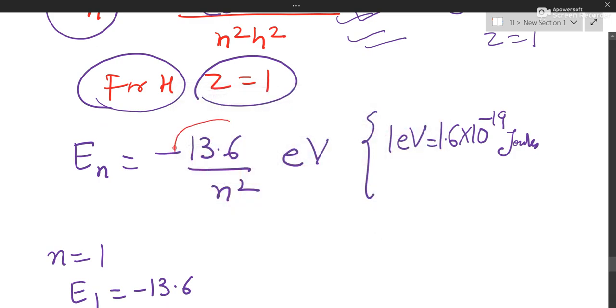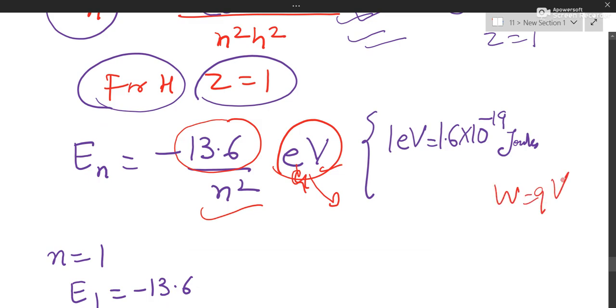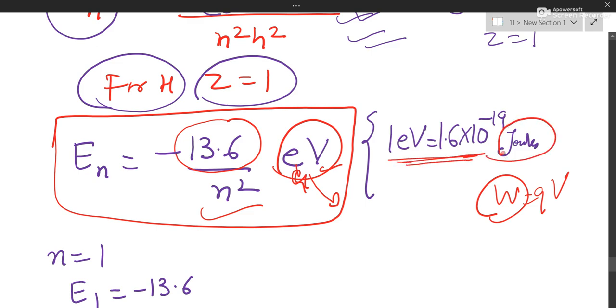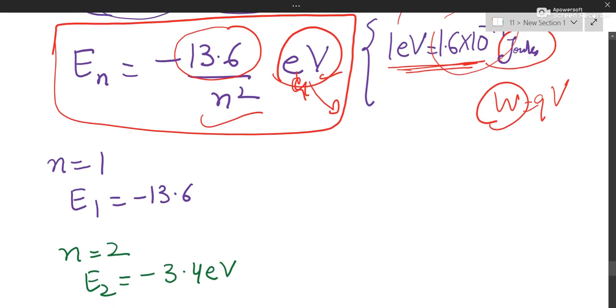Minus 13.6 upon n square electron volt. Electron volt means it is not potential. Electron Q into V means W, it means it is energy. So this is the energy of electron in nth orbit. If you have to report the energy in SI unit, then you can convert it like this. Electron volt can be converted into joules by multiplying with 1.6 into 10 to the minus 19.